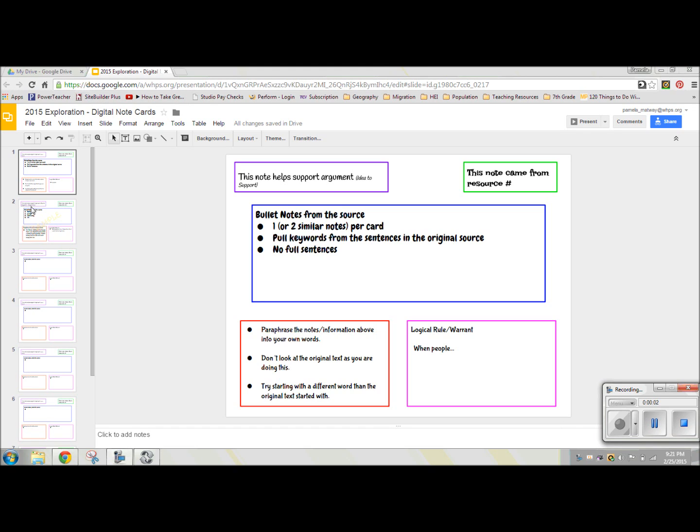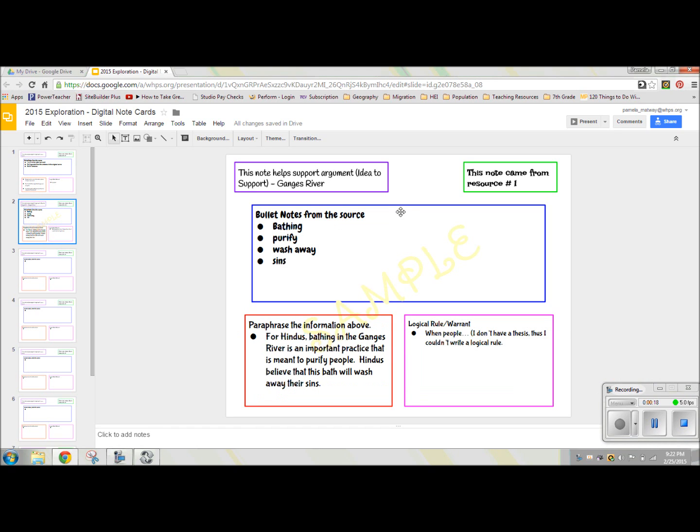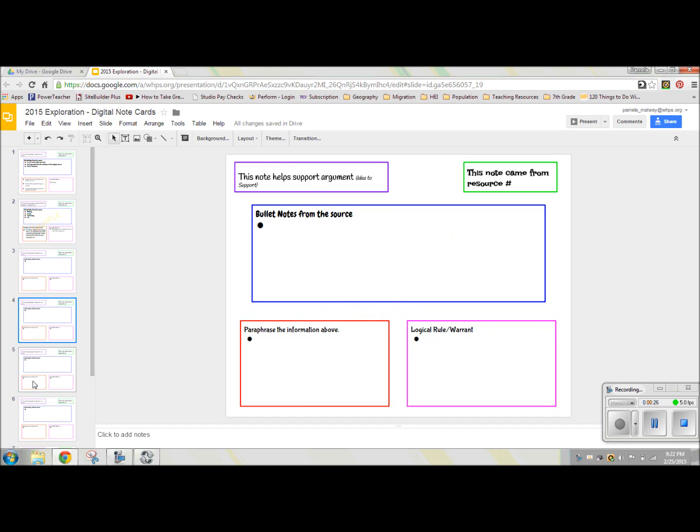So these are your digital note cards, as you can see right here. The first one is an explanation note card, just to give you a better idea of what you should be doing in each of the boxes. The second one here is a sample that I did based on a fact I read in a source. And then the rest of them here are just blank cards for you to fill out.